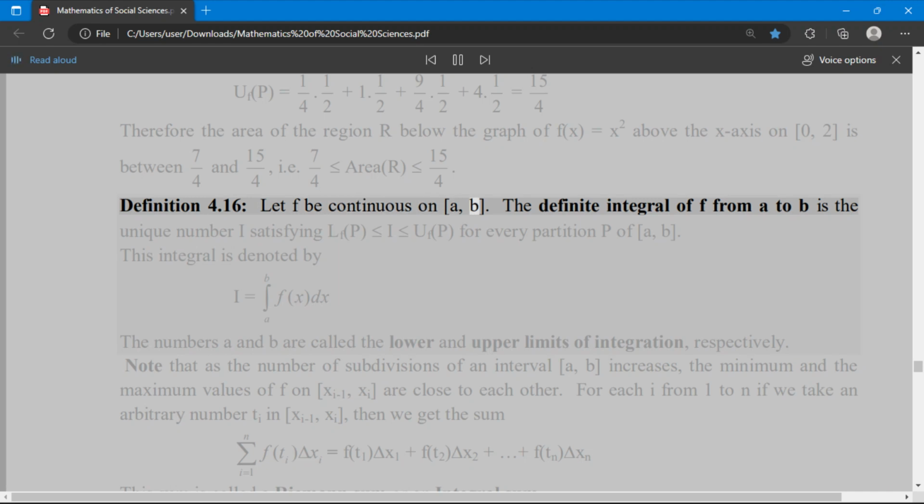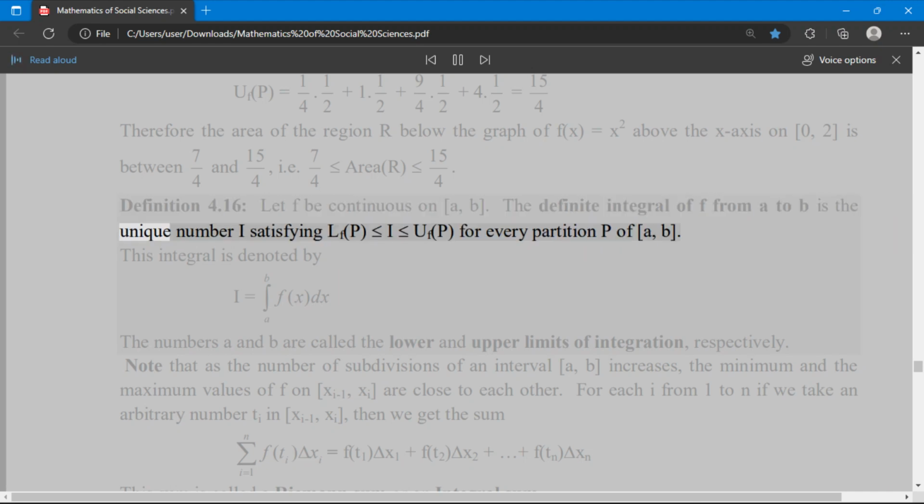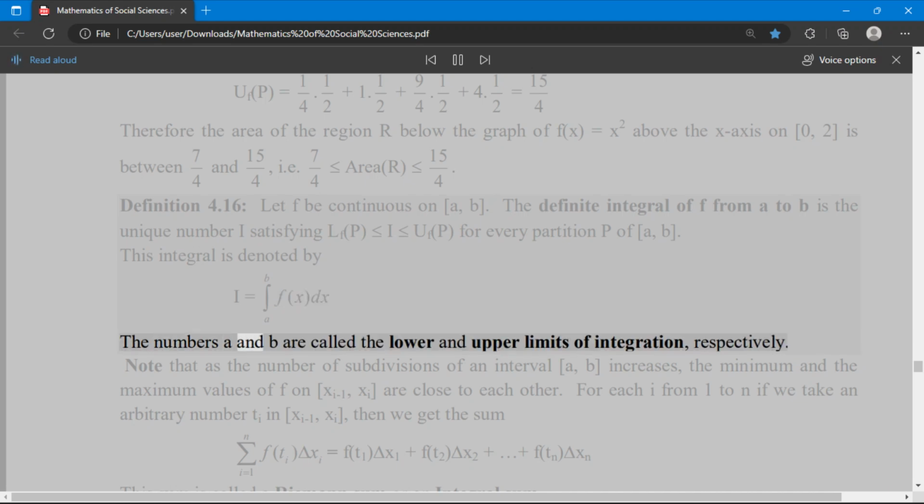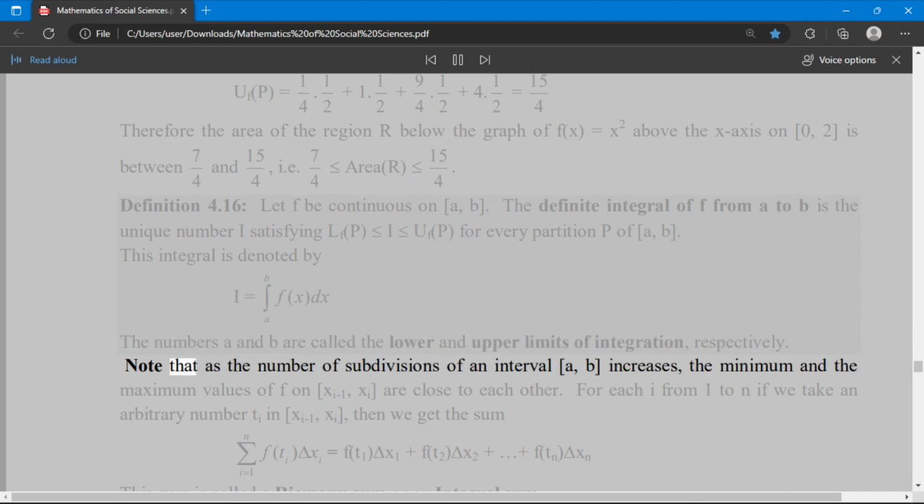Definition 4.16. Let f be continuous on [a, b]. The definite integral of f from a to b is the unique number I satisfying L(f, P) ≤ I ≤ U(f, P) for every partition P of [a, b]. This integral is denoted by I = ∫_a^b f(x) dx. The numbers a and b are called the lower and upper limits of integration, respectively.